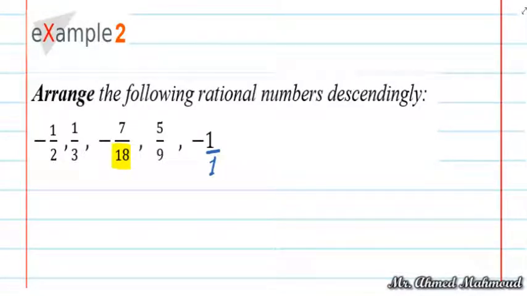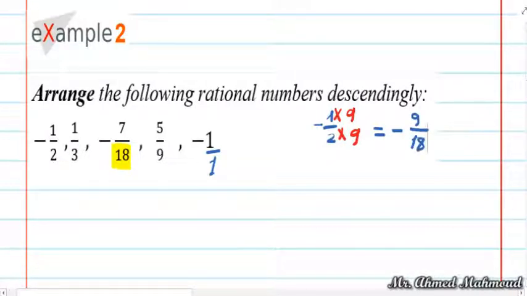Okay, first I need to change all of them into the denominator 18. The first one, negative 1 over 2, to be 18, I'm going to multiply up and down by 9 because 2 times 9 equals 18. It will be negative 9 over 18. Next, 1 over 3. Equal by multiplying up and down by what? Yes, by multiplying up and down by 6. Why 6? Because 3 times 6 equals 18. It will be 6 over 18, like this.